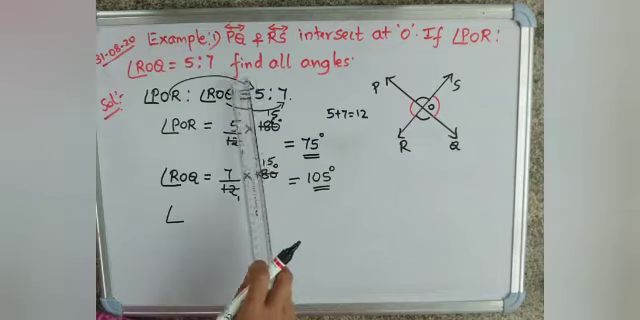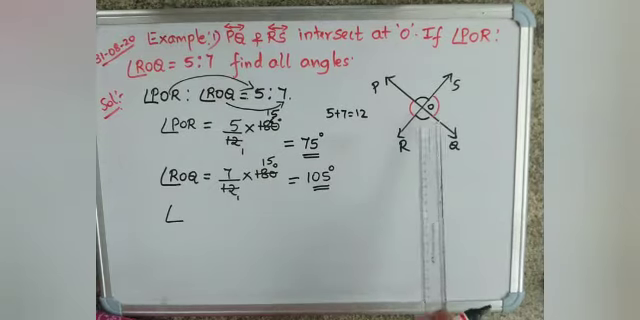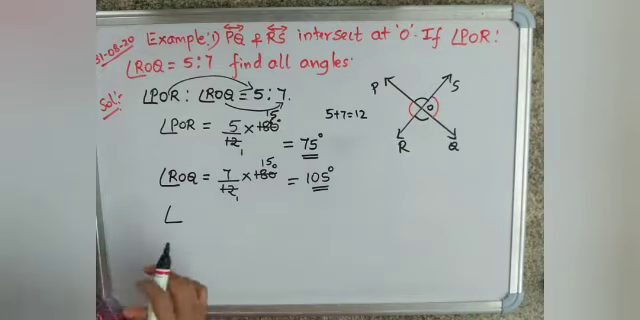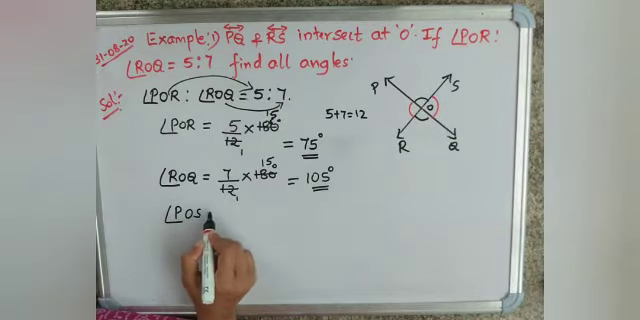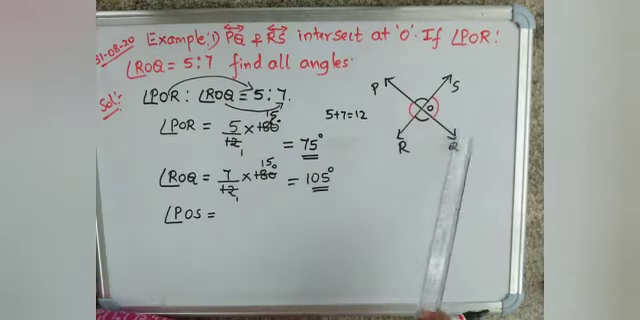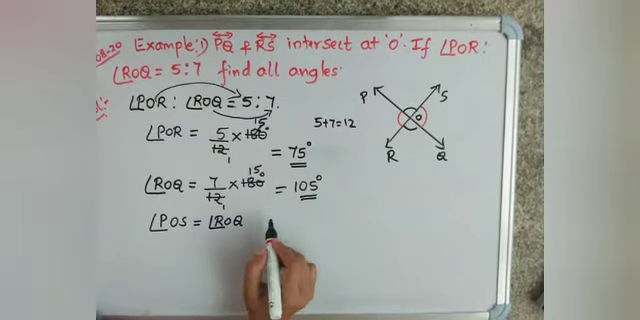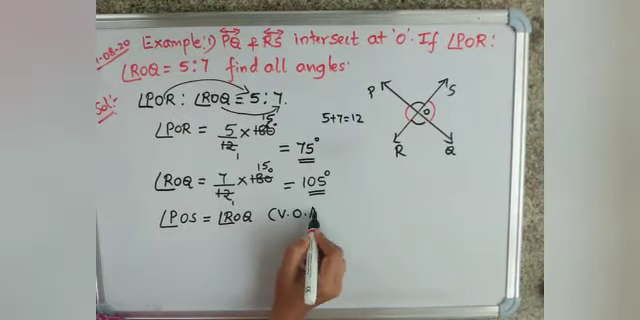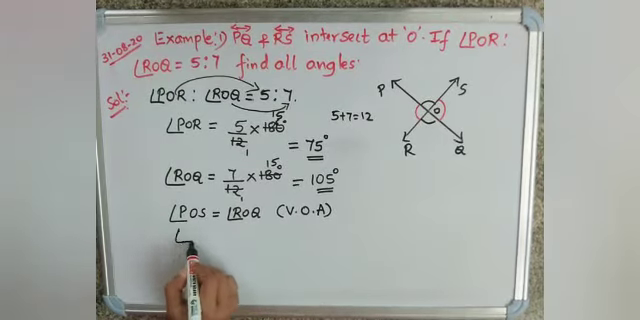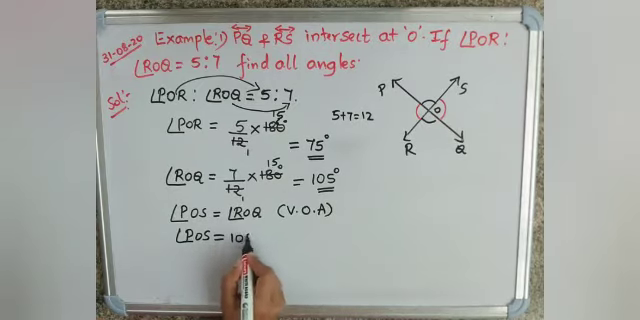Now, we have to find all the angles. We have found POR and ROQ. Now, let us write POS and QOS. Angle POS is equal to angle ROQ. Why is it equal? Because they are vertically opposite angles. So, angle POS is equal to ROQ. ROQ is equal to 105 degree.